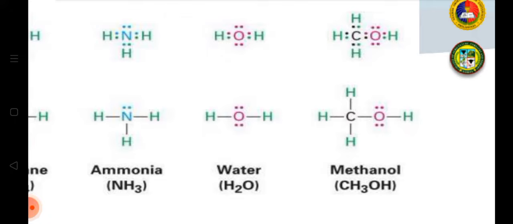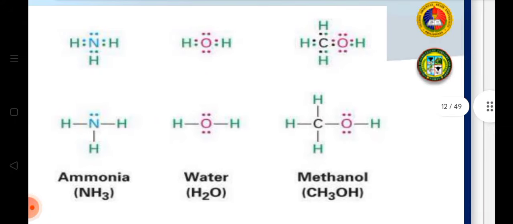And then we have methanol. Okay? I want you to look at methanol. The chemical formula is CH3OH. Again, let us examine carbon first.